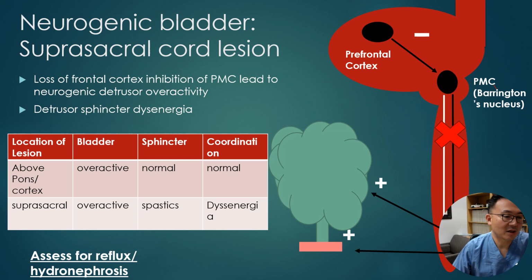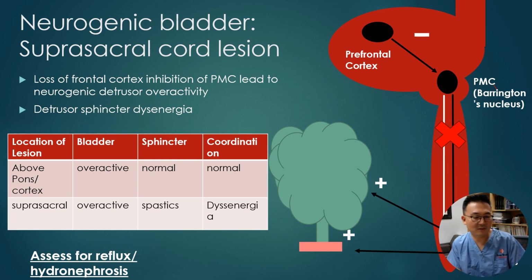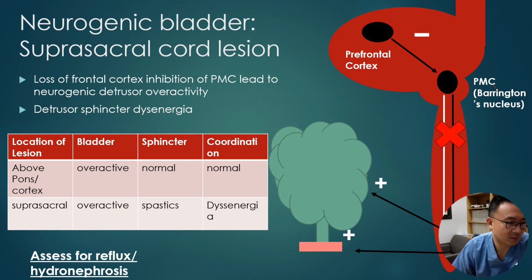So when we look at supraspinal cord lesions, as I mentioned, there's loss of coordination between the sphincter and the bladder muscles. As you recall, normally the sphincter relaxes and then the detrusor muscle squeezes. That doesn't happen in detrusor sphincter dyssynergia. And if we look at the location of the lesion, I'm adding to the table lesions above the pons and cortex. Now, if we look at suprasacral, we see that the bladder may be overactive, as we saw during the filling phase. We see that the sphincter could be spastic, and there's dyssynergia.